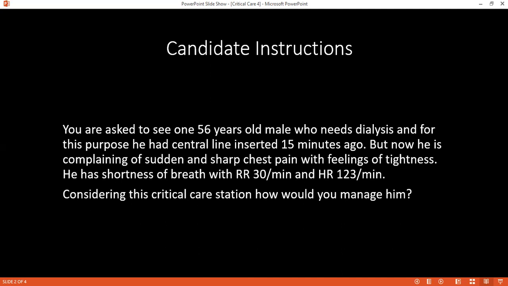What are the types of pneumothorax that you are aware of? It may be classified as open versus closed, simple versus tension pneumothorax, and primary versus secondary. How would you differentiate simple pneumothorax from tension pneumothorax?